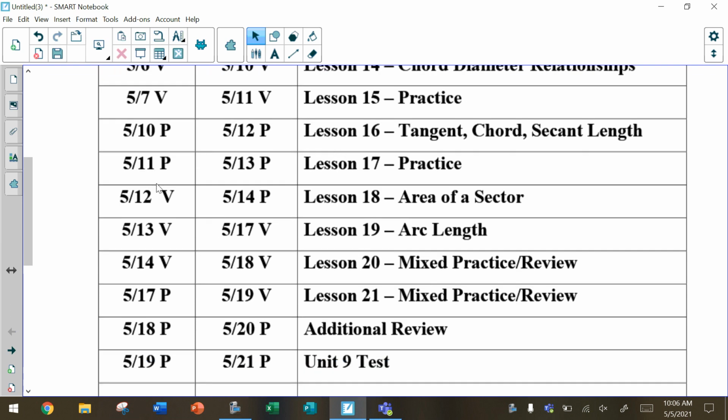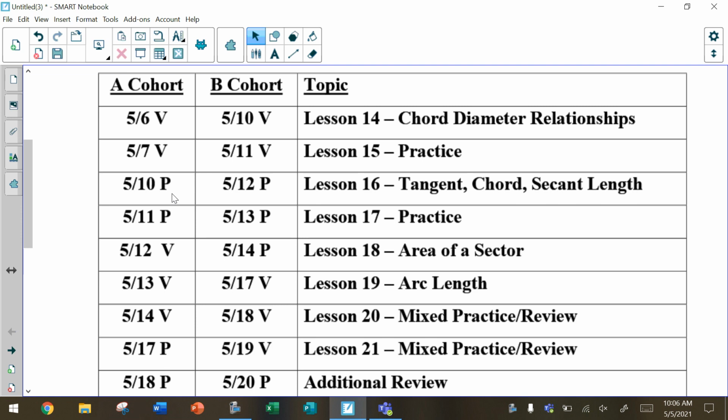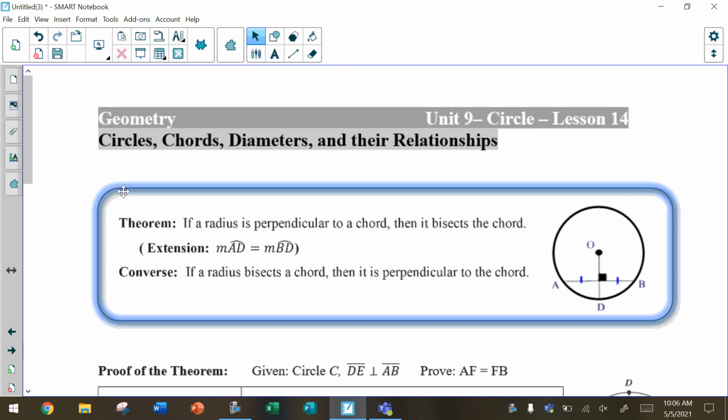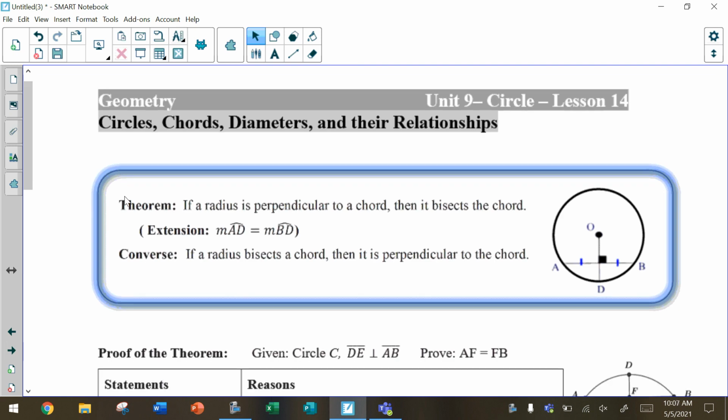So for today, we're going to start off with Lesson 14, which is actually just a lesson. All you're going to do as your assignment is watch this video, fill in the notes completely, and send me a picture of your completed notes to show me that you actually did this.